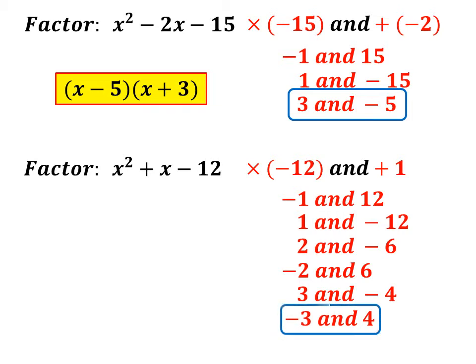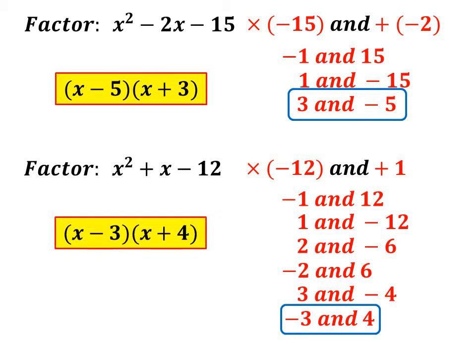So here we'll use negative 3 and positive 4. Negative 3 times 4 is negative 12. Negative 3 plus 4 is positive 1. So our answer will be x minus 3 times x plus 4.